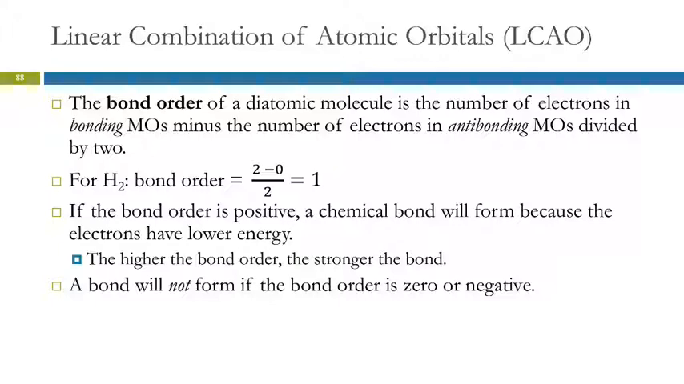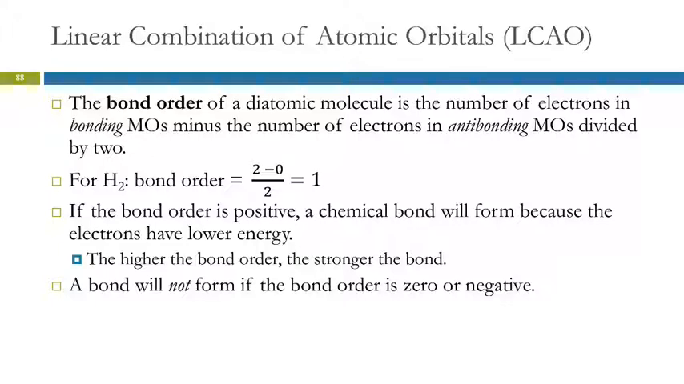We can quantify how well this bond is going to be working using something called the bond order. We're only going to be talking about diatomic molecules, just two atoms, because we just need to get the concept of molecular orbitals. We don't have to thoroughly understand it. So the bond order is the number of electrons in bonding orbitals minus the number of electrons in the antibonding orbitals, divided by 2. So basically it's an average, right?